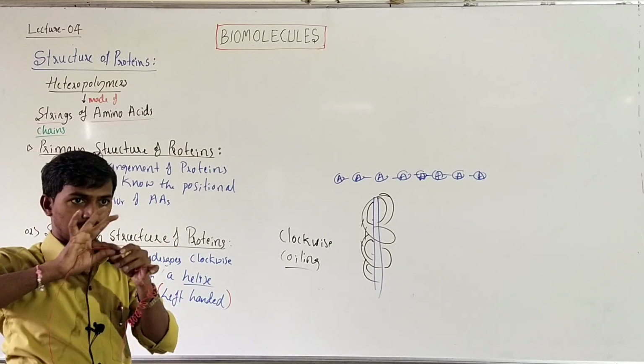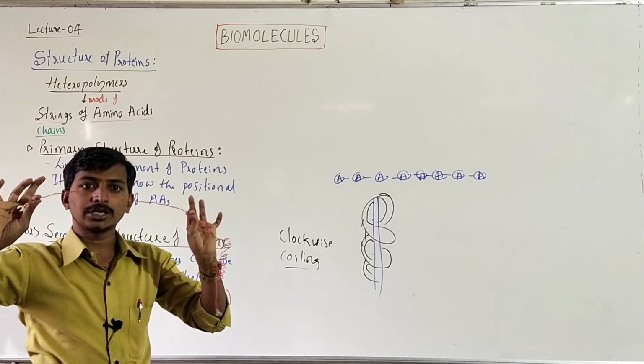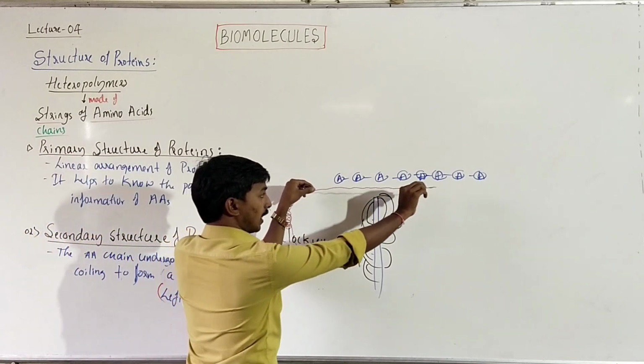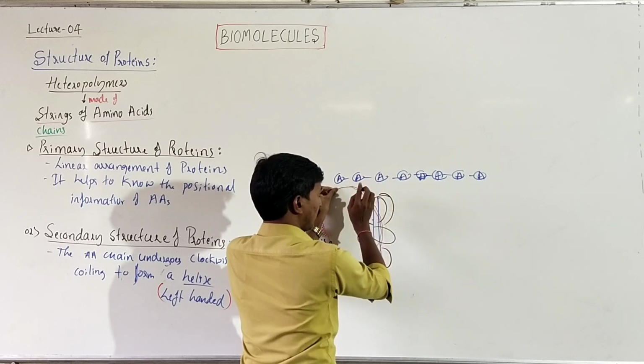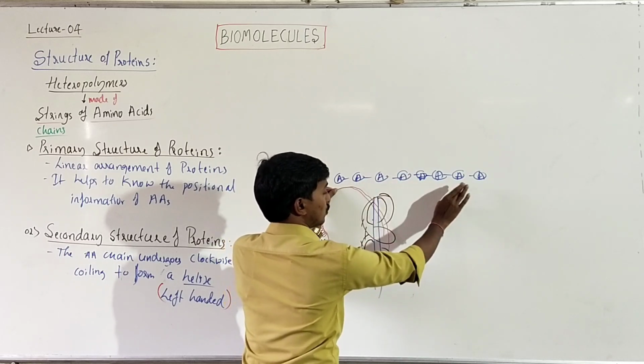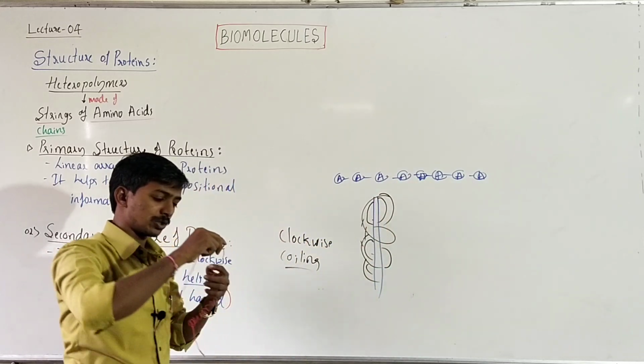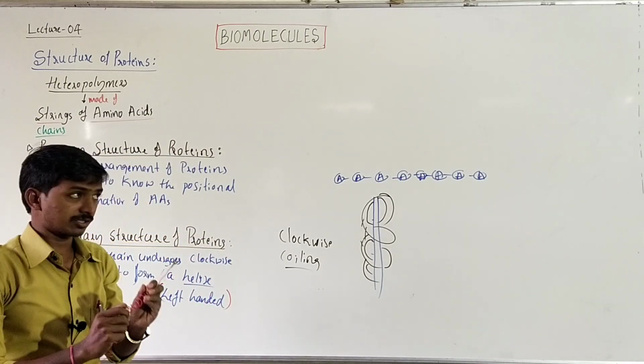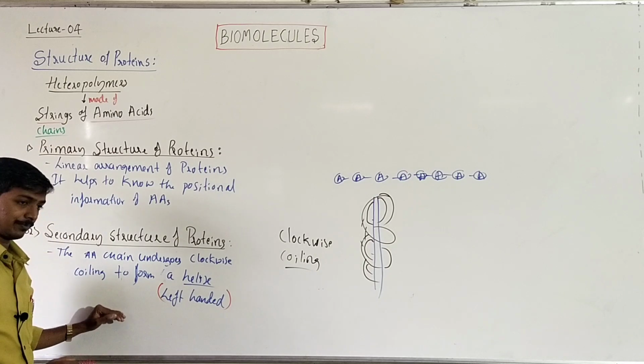Okay, simple. When it is normal, it indicates the primary structure, that we can understand the position of every amino acid. We can see which amino acid is present at what position. But when it undergoes the clockwise coiling, that represents the secondary structure.